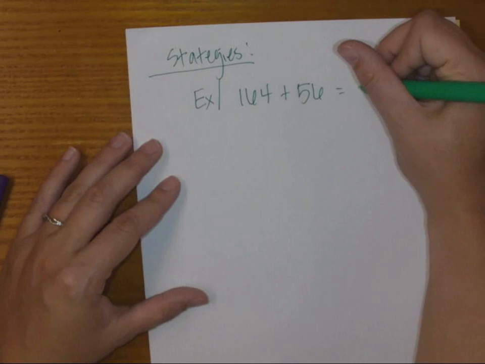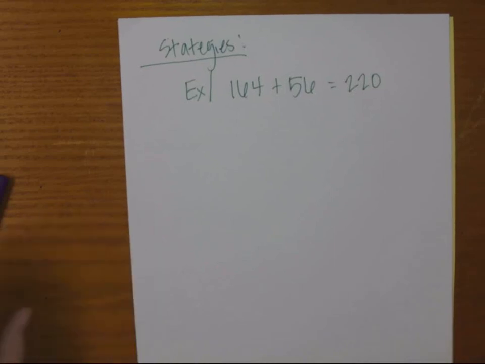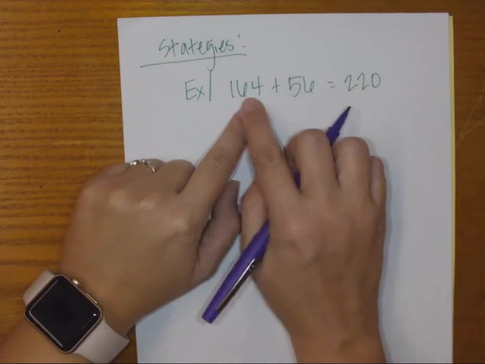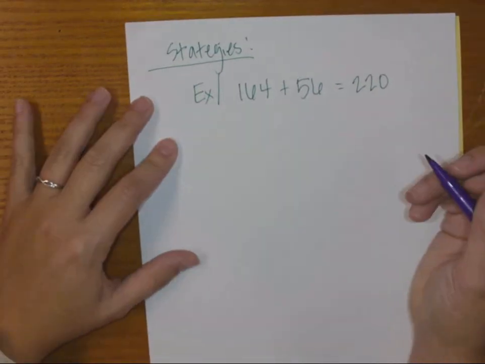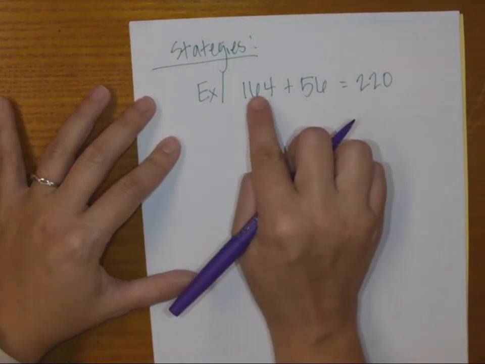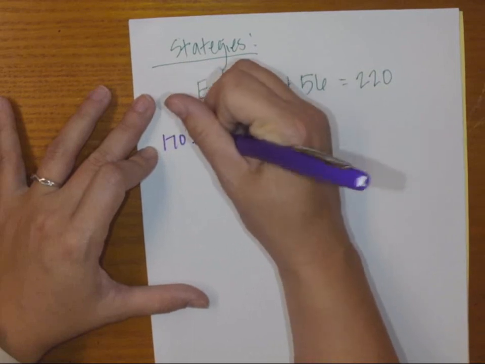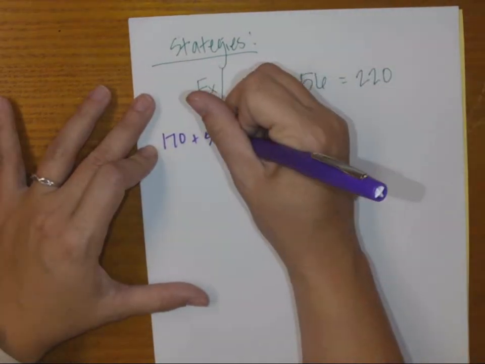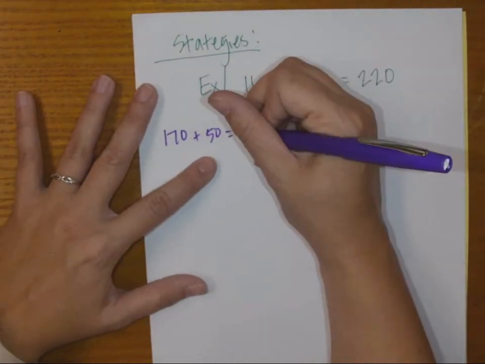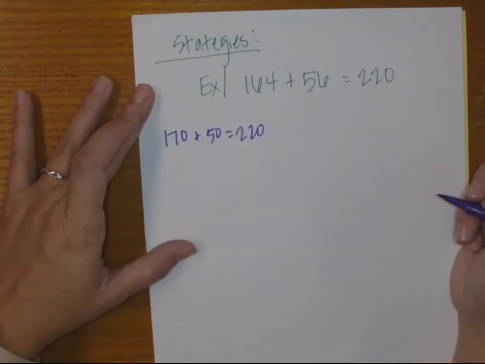Okay, so you should have got the answer of 220. And there's multiple different ways to do this. So some examples of some ways people do it is somebody might take the 6 over here and add it to the 4 over here. So when they do that, they're basically taking away 6 from the 56 and adding it to the 164. So they turn it into 170 plus 50 and end up with 170 plus 50 is 220. So that's one way to do it.